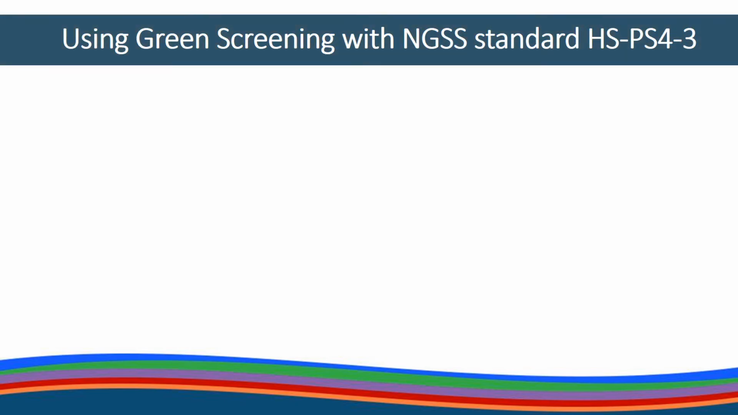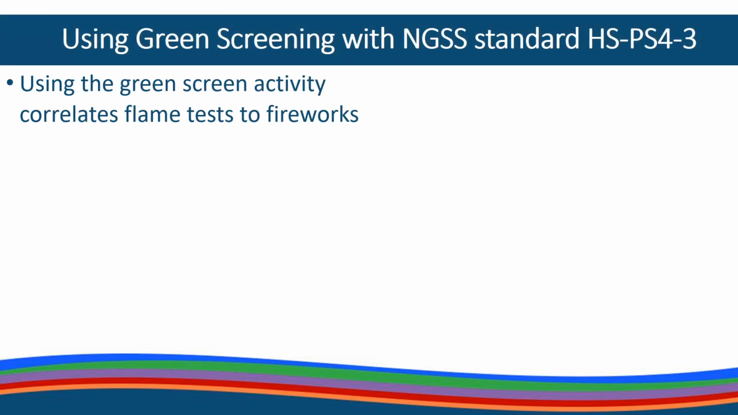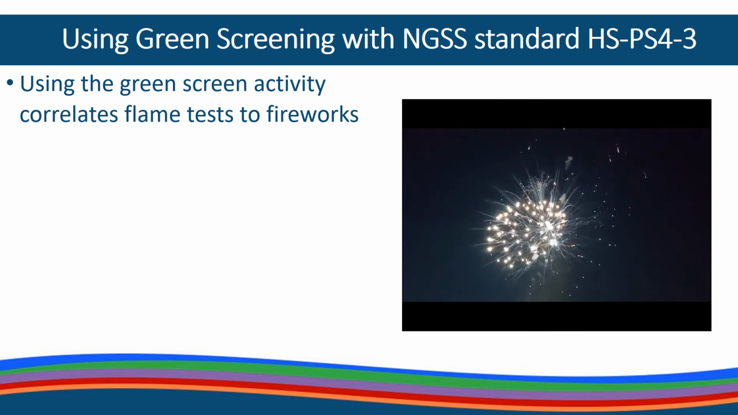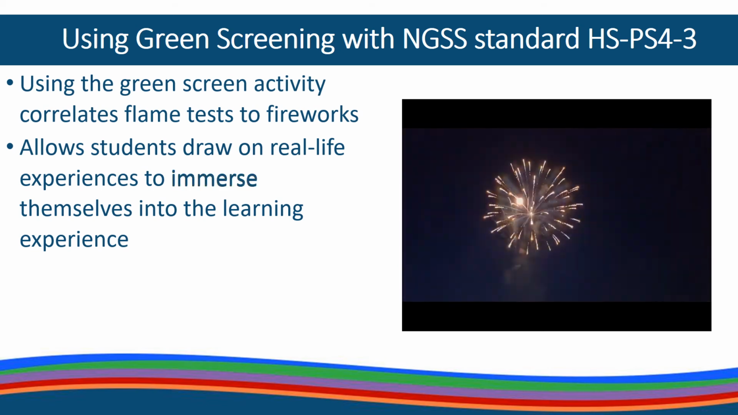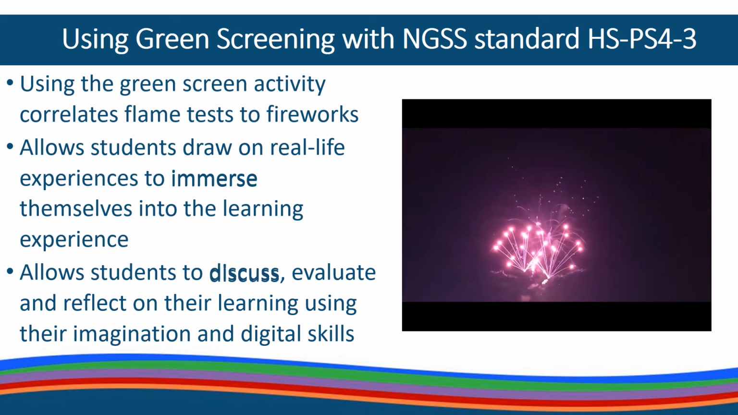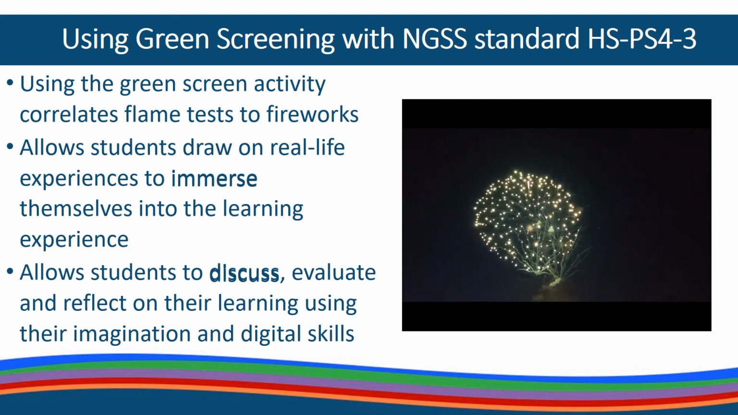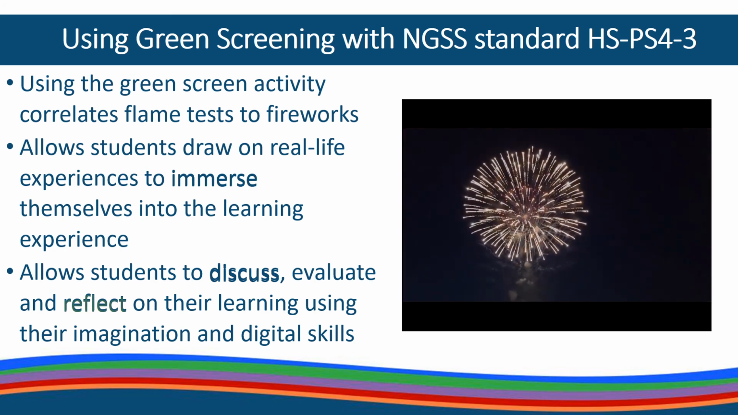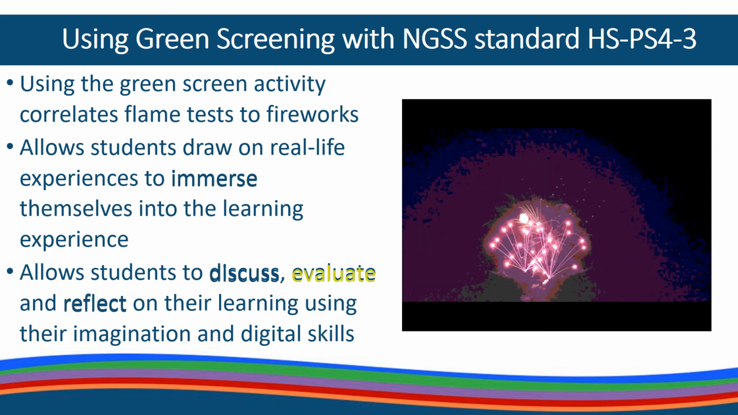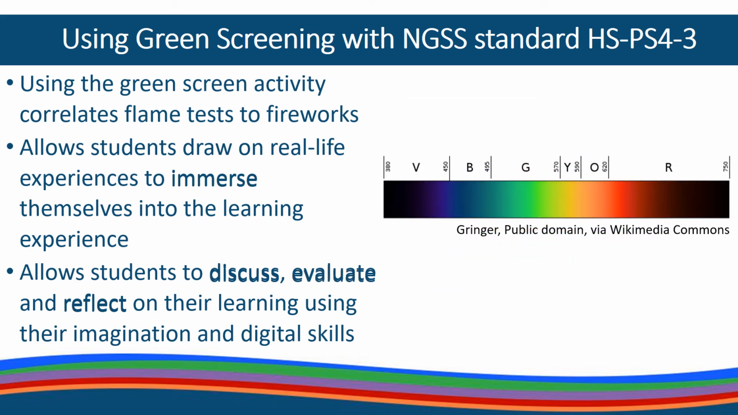Now imagine using the green screen activity to correlate flame tests to fireworks. Students could draw on this real-life experience of watching fireworks to immerse themselves into the learning experience. They could more easily discuss how heat from the exploding firework causes the electrons to jump from ground states to excited states to emit photons of light. They could reflect on the colors of the fireworks to evaluate the amount of energy in those photons and relate that to the particle model discussed in HS-PS4-3 to gain a deeper understanding of the flame tests in their lab work.